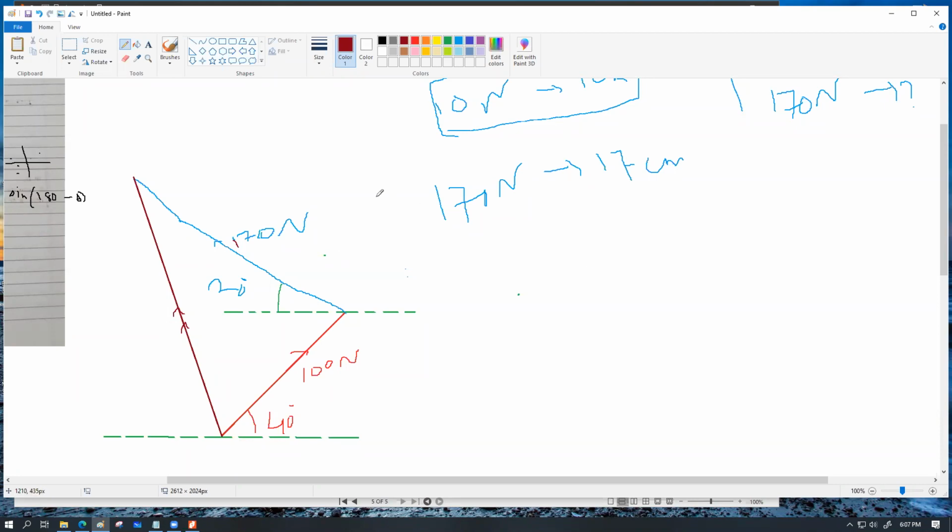So the idea of polygon rule is that whenever we have multiple forces working on an object, we can essentially go for stacking all of these forces one after another, rather than having only two of them.